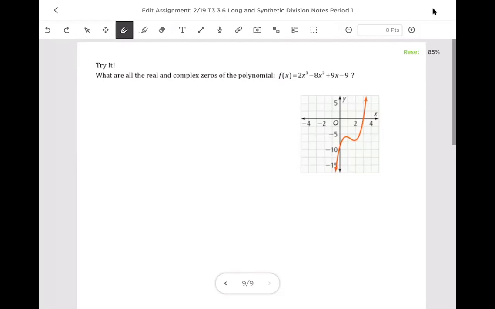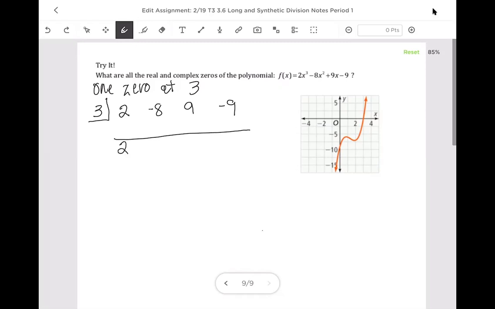Looking at the graph, I can detect one of the zeros is at 3. So I'm going to put 3 in the house, right? And then I'm going to put the coefficients from the polynomial next to it. Okay. So that's going to be 2, -8, 9, -9. Here's synthetic division one more time.